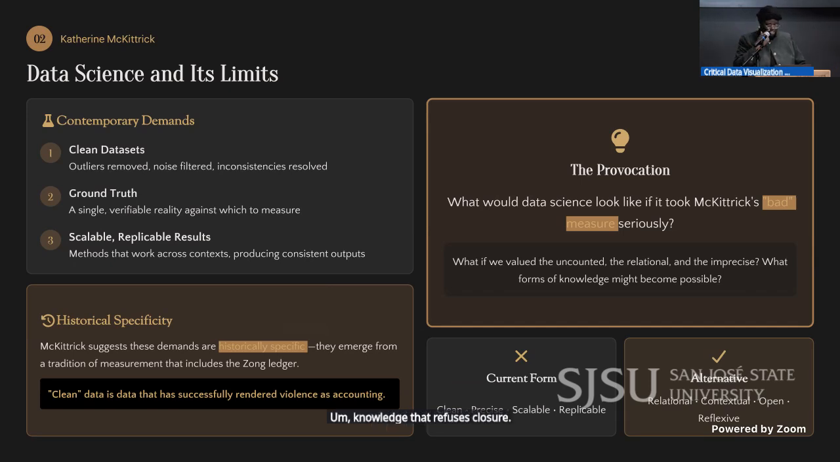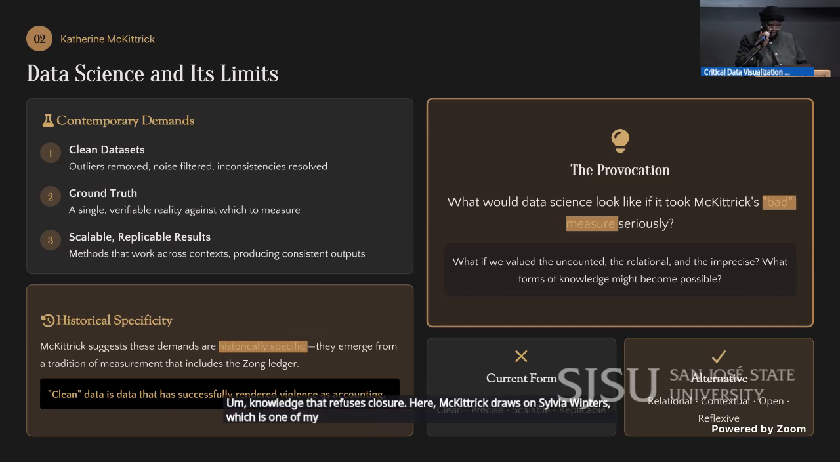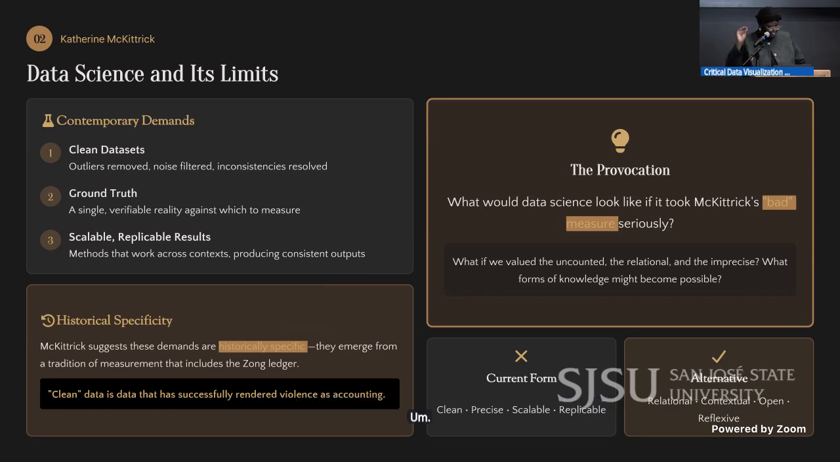Here, McKittrick draws on Sylvia Wynter, who is one of my favorite scholars. Her concept of demonic grounds: epistemologies that emerge from the position of the excluded. For Wynter, as for Fanon, the demonic is not evil. It is the position of those who have been made non-human by the dominant order and who therefore can see that order's limits. McKittrick's bad measure is demonic in the sense that it emerges from the recognition that good measure, the Zong ledger, the contemporary database, is already violent.